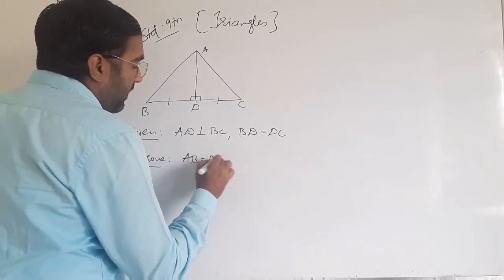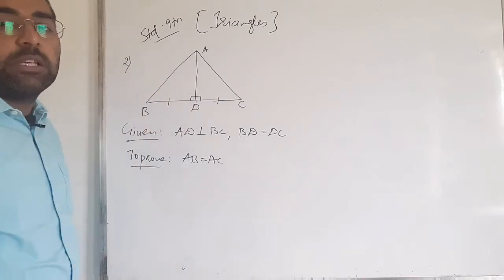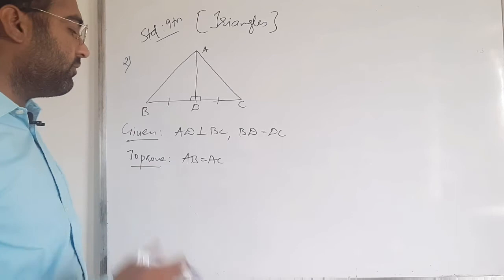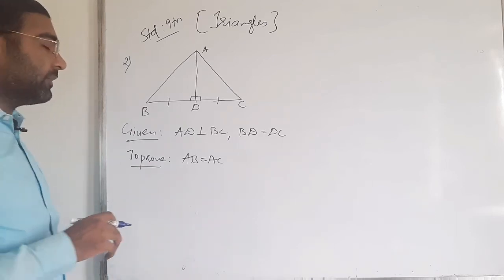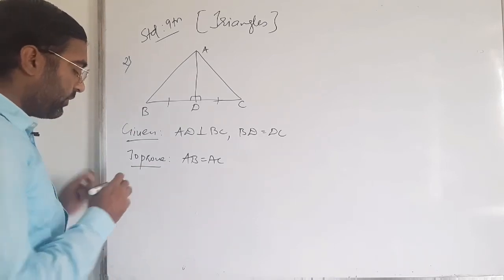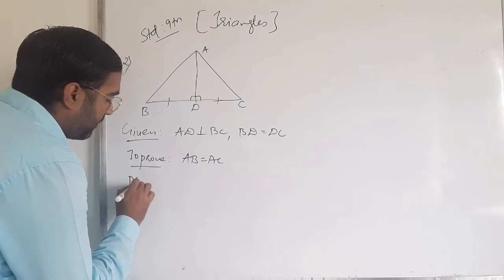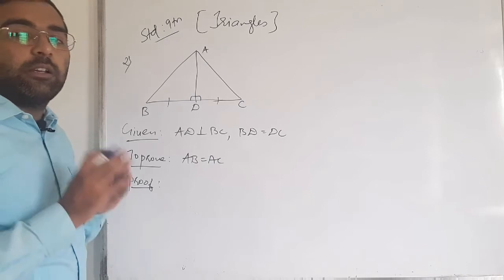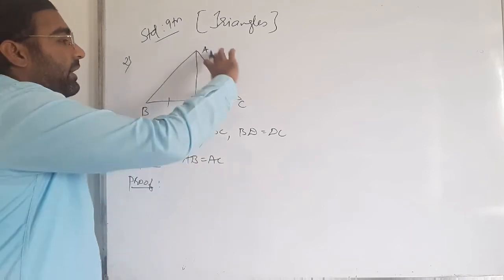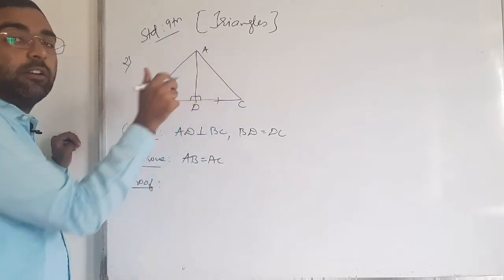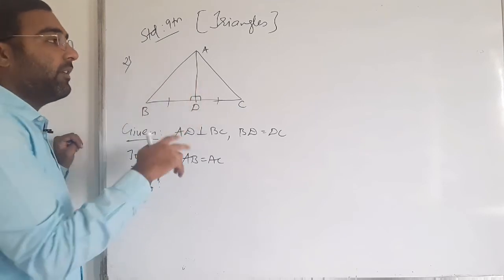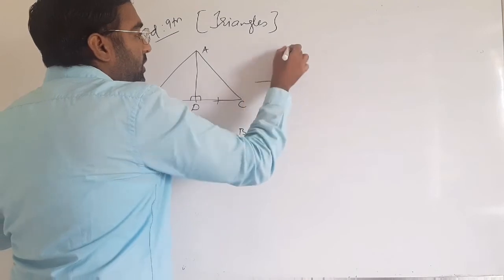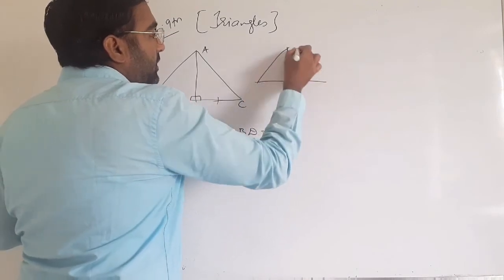We need to prove ABC is an isosceles triangle. In that, AB is equal to AC, or we need to prove that AB equals AC. So let's start with the proof. In this triangle, we clearly see that we need to prove AB and AC. Therefore we are taking these two triangles and proving both of the triangles as congruent.